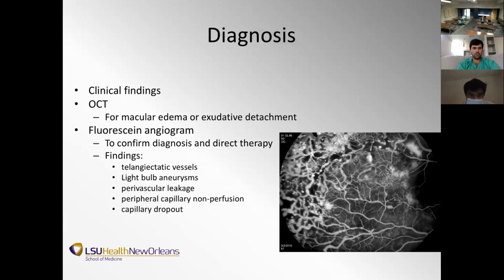To diagnose Coats disease, it's primarily based on the clinical findings. As part of the workup, you can get an OCT just to rule out any macular edema or exudative detachments. And then you can get a fluorescein angiogram to confirm the diagnosis and help direct therapy, as we'll talk about a little bit later. On FA, you'll typically find, as you can see here, telangiectatic vessels, areas of dropout, light bulb aneurysms, and then leakage, which you can't really tell too much here, maybe a little bit over there.